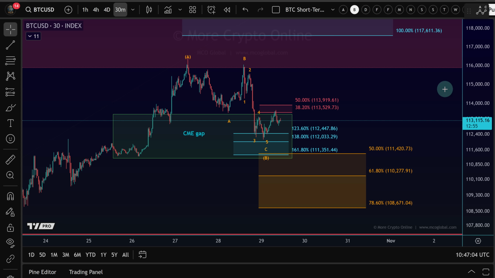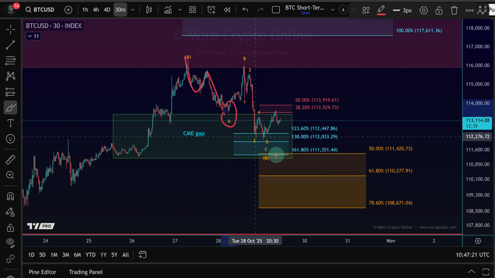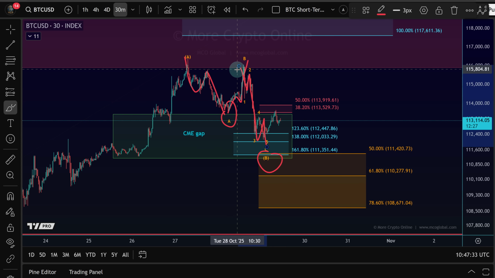Now you can see that this pullback that started on Monday in this three-wave decline could be complete. We talked about it already yesterday. We had a three-wave move down, just an A wave in this correction. This is the first leg down in such a correction. Then we had the B wave bounce, and then a C wave decline. 1, 2, 3, 4, 5. And this C wave decline is possibly completing this entire correction.